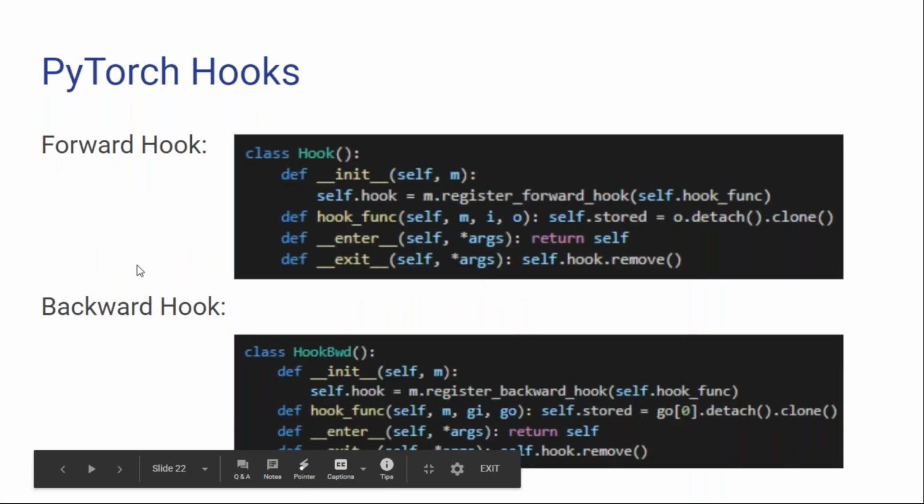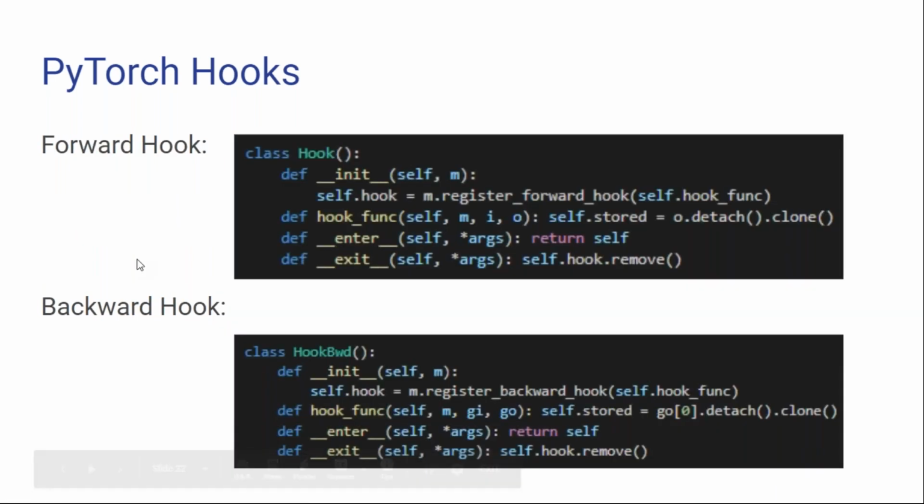Okay, how do you write a forward hook and a backward hook? I think it's elegant to put it into a class rather than writing all of this out, because once the hook is not used, it can be removed automatically. So this is the function.